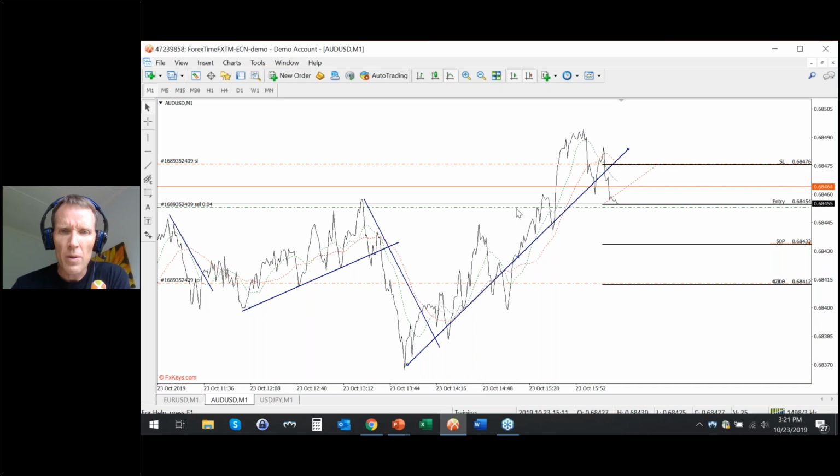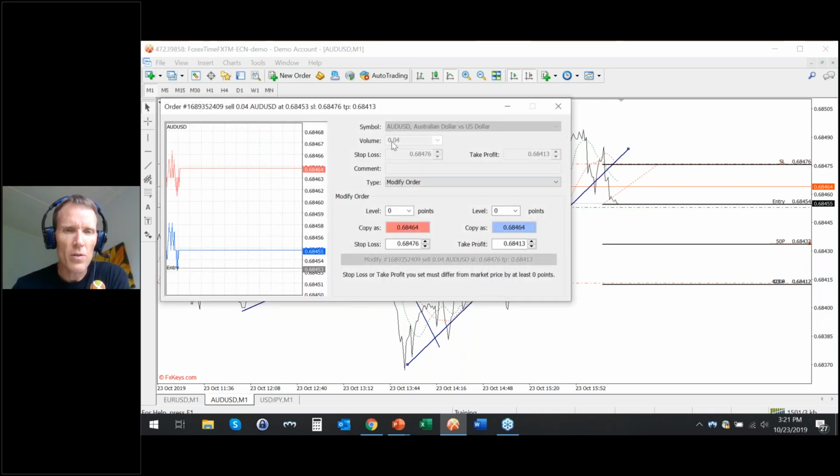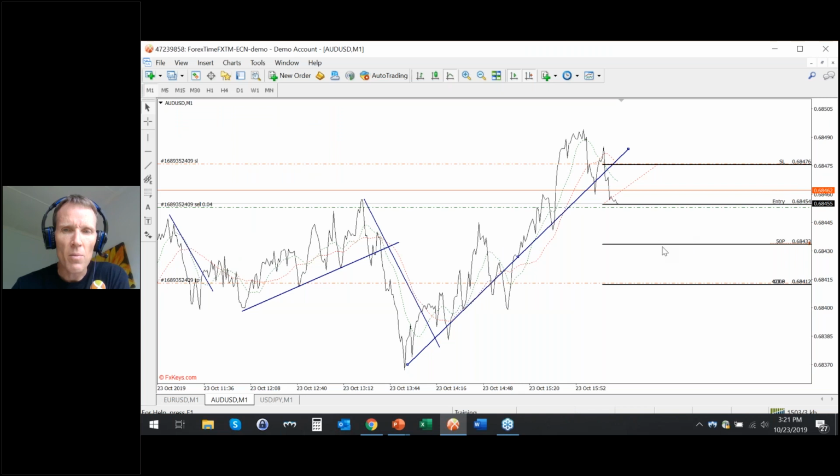So I'm going to take partial profits here. I always have a lot of questions there. Can you take partial profits? Yes. We've got 0.04. That's our open position here. If the market gets there and I want to take partial profits, then I want to close half of it, 50%.